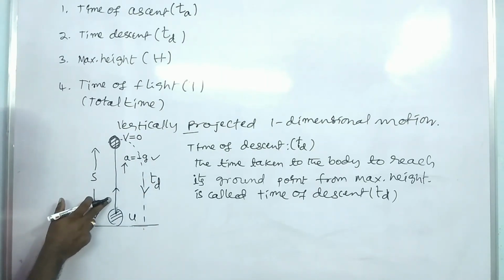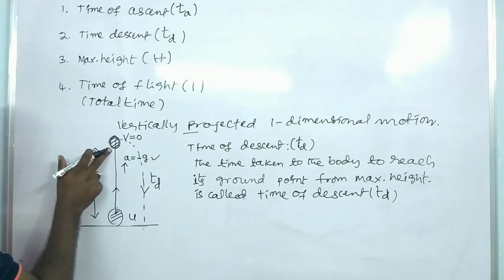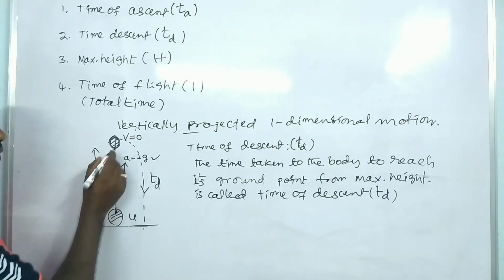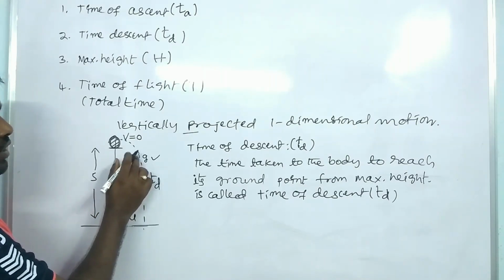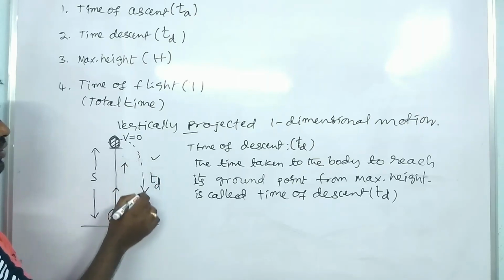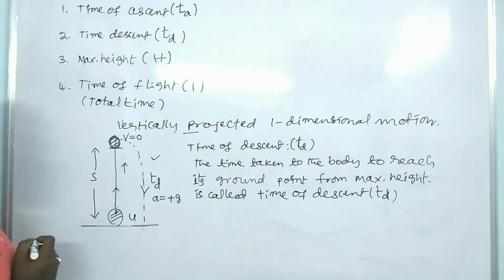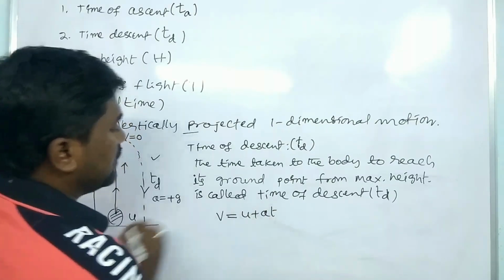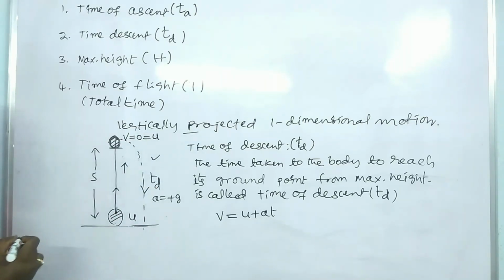First, we saw the time of ascent, the time taken to reach the maximum height. Now we have to calculate the time taken by the body to reach the ground point from the maximum height point. So here, the acceleration due to gravity is downwards, so a is equal to plus g. Where V is equal to U plus at. It starts from rest, so the initial velocity is equal to 0 in free fall.